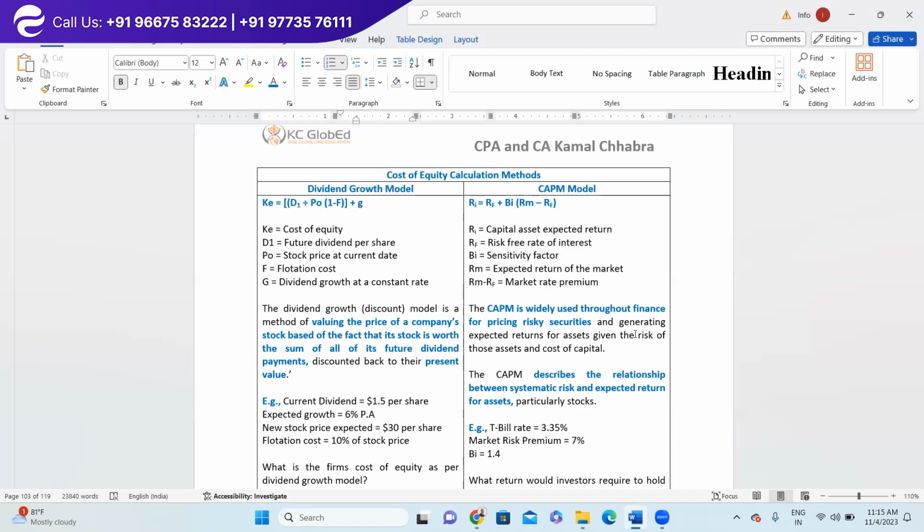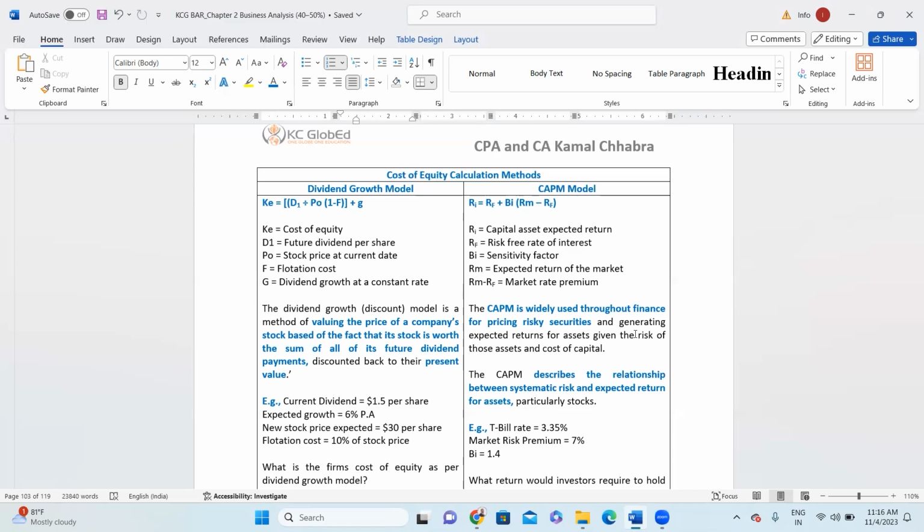There are a few formulas, like ratio analysis and a couple of others, that you need to memorize. Same way here also for the dividend growth model. This formula is something you need to memorize, but conceptually, the dividend growth model says that whatever the expected dividend in the future period, the present value of the same would be considered as cost of equity under the dividend growth model.